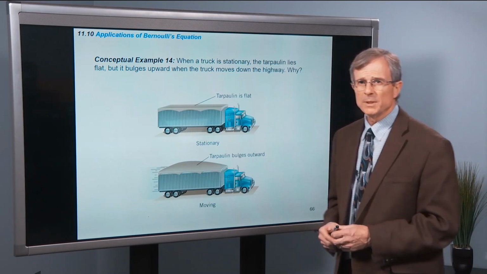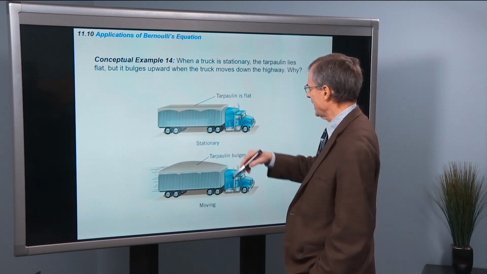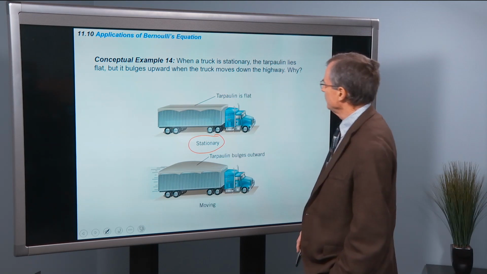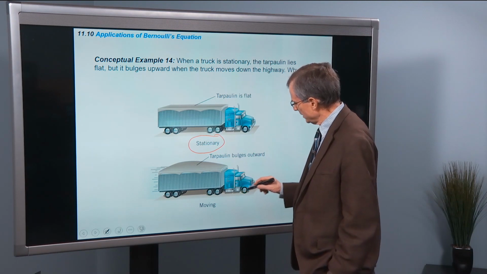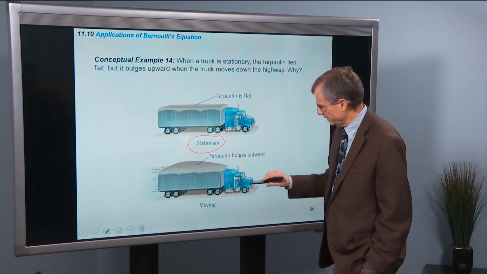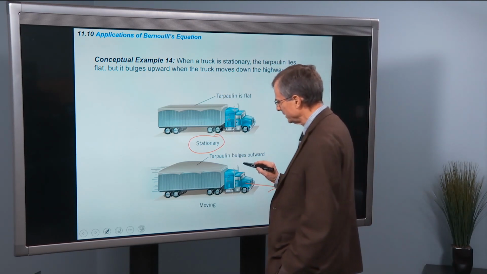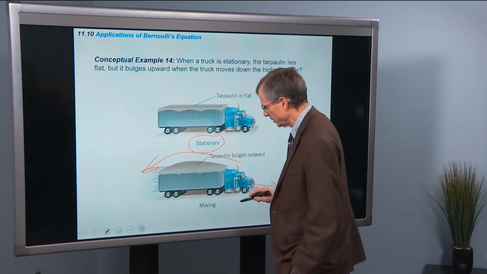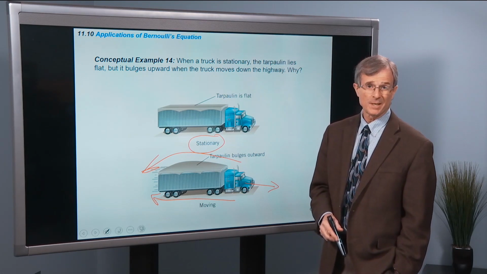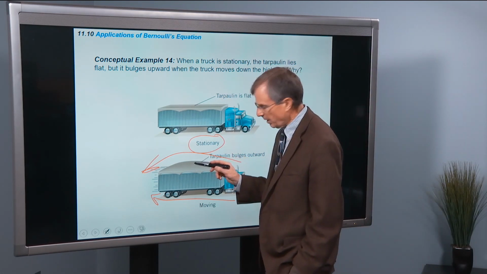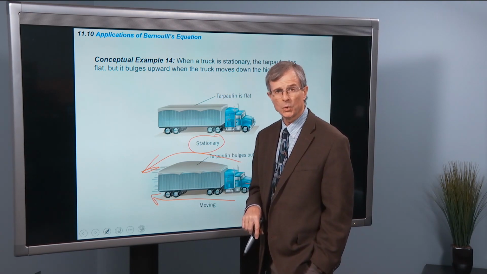All right, conceptual example. When a truck is stationary, the tarp on the truck is flat. So if it's just sitting here, but it bulges upward when the truck moves down the highway. Why is that? Well, as it's moving down the highway, the truck's velocity is this way. It's moving through the fluid, but from the truck's perspective, the air is rushing over the top of the truck, as well as below the truck and along the sides of the truck at a high velocity. So above the tarp, the velocity is high, and the pressure must therefore be low.